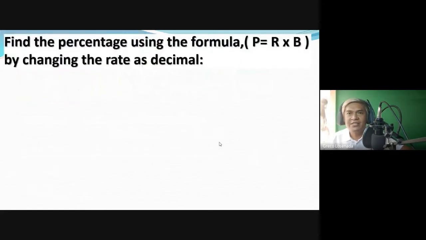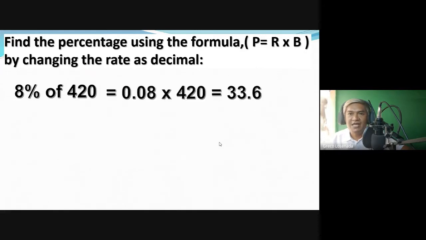Let us find the percentage using this formula. P is equals to R times B by changing the rate as decimal. Let's have 8% of 420. So you will change 8% to decimal form. So giving us 0.08 multiplied by 420, the percentage is 33.6.